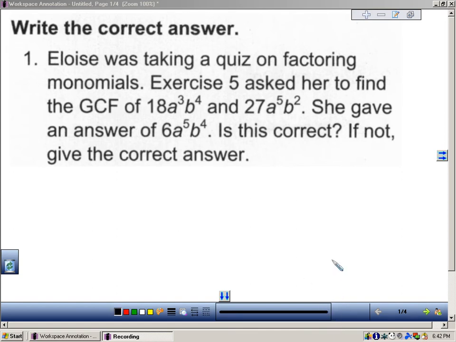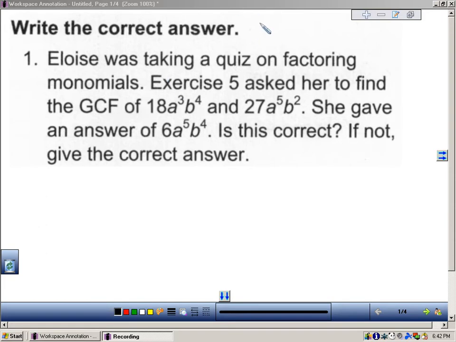This is the last section on 7.1, finding the GCF of monomials. And so I'm on page 376. I'll be working on the last odd questions, 1 through 7, on page 376.